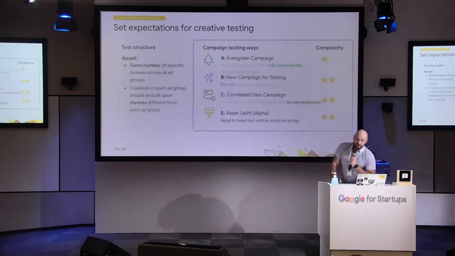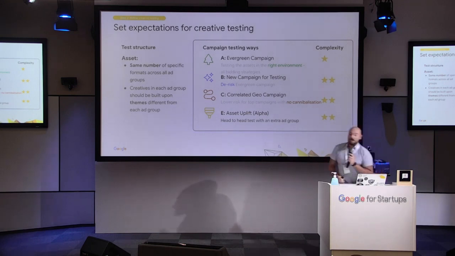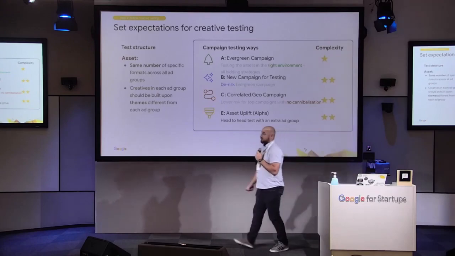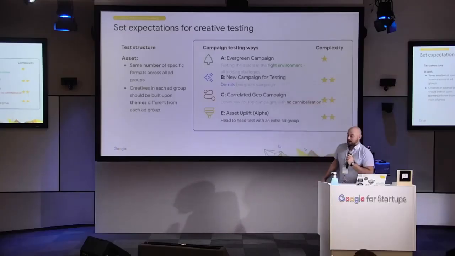So there's 4 ways of running tests, at least in some of the current setups. We'll deep dive into the 3, which are going to be A, B, and C. But basically, the test structure would be the same number of specific formats across all ad groups. Creatives in each ad group should be built on different themes, different from each other ad group. Those that I work with know I love theming ad groups and trying to figure out what works and what type of creatives will get the right user in. So let's go through the basics here.